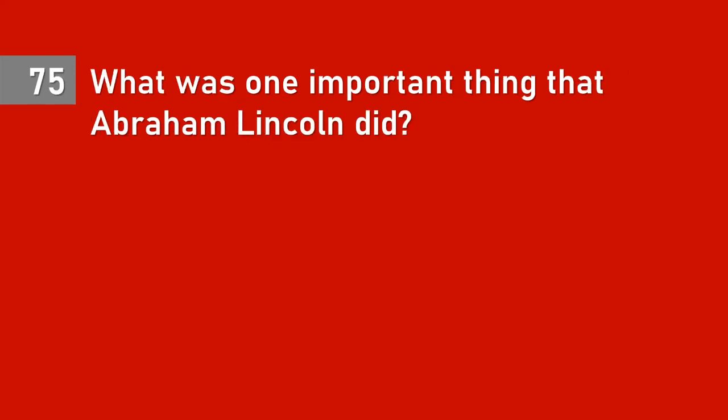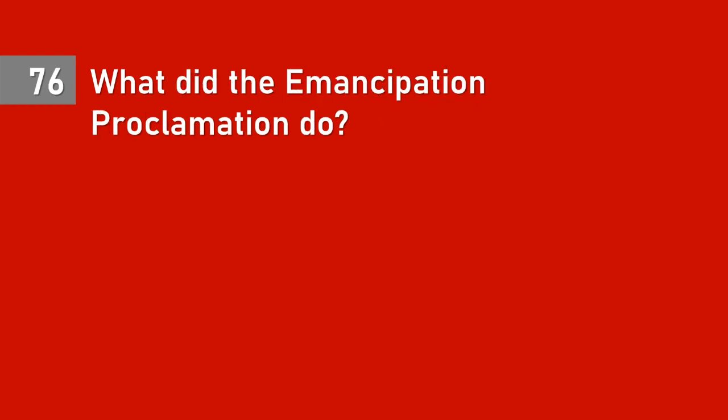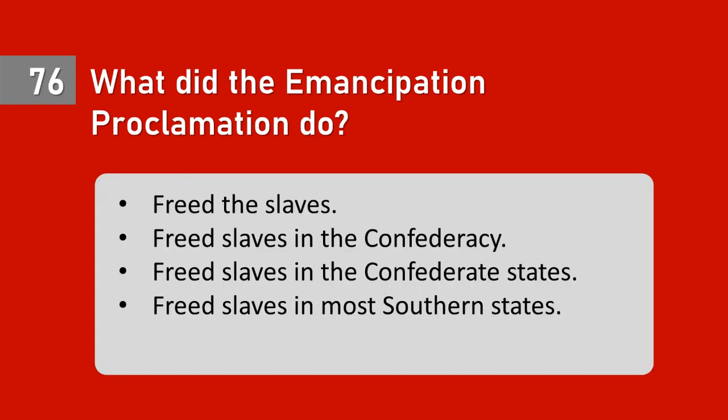Question 75. What was one important thing that Abraham Lincoln did? Freed the slaves, Emancipation Proclamation, saved or preserved the Union, led the United States during the Civil War. Question 76. What did the Emancipation Proclamation do? Freed the slaves. Freed slaves in the Confederacy. Freed slaves in the Confederate States. Freed slaves in most Southern states.